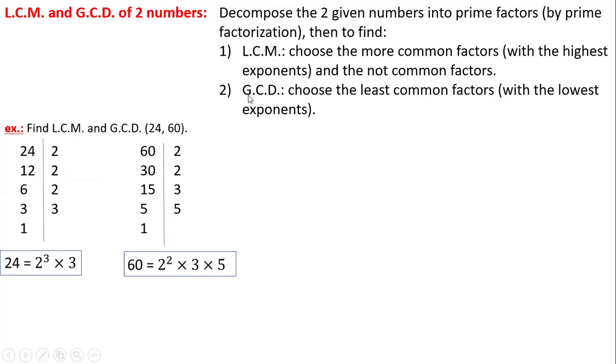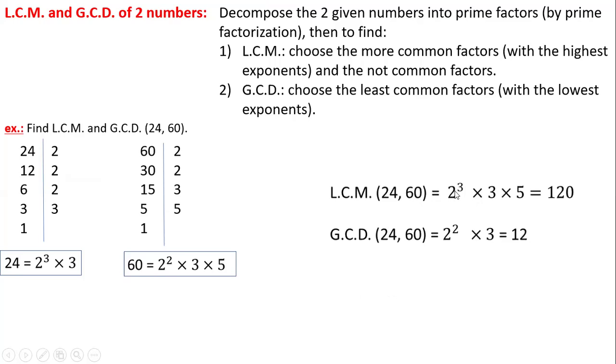Now, to choose the LCM, I look at these factors and these factors. In LCM, we choose the common factors with the highest exponents and the not common factors. So I say 2 is a common factor. Which 2 has the highest exponent? It's 2 cubed. So I take 2 cubed in LCM. 3 and 3, they both have an exponent 1, so I take any of them. Is 5 a common factor? No. In LCM, we take the not common factor. So the LCM is 2 cubed times 3 times 5, which is 120.